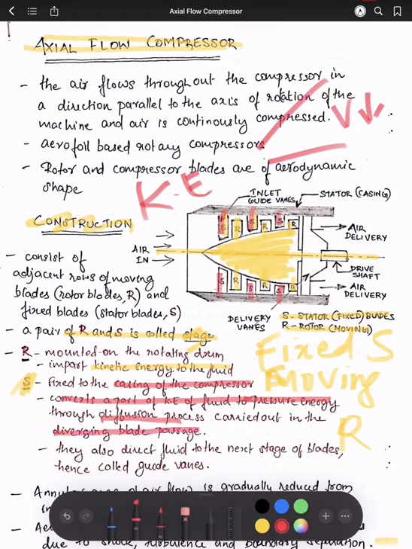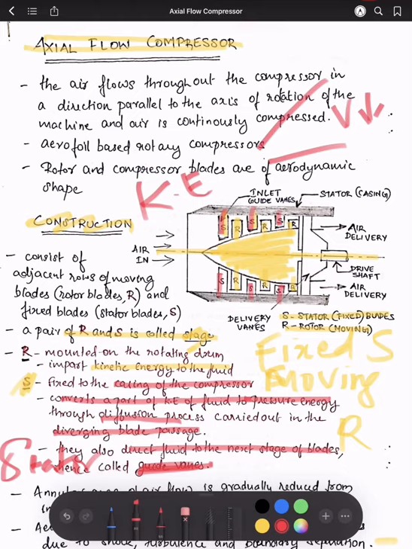Now the stator blades also act as guide vanes. They direct the fluid to the next set of blades or the next stage of blades. That is why it is called guide vanes.